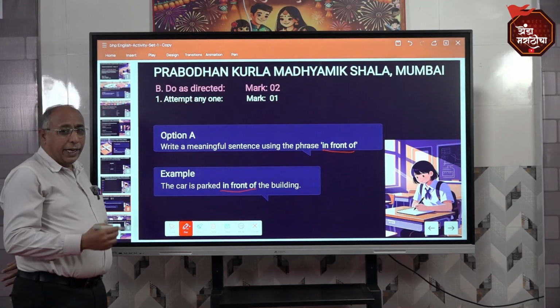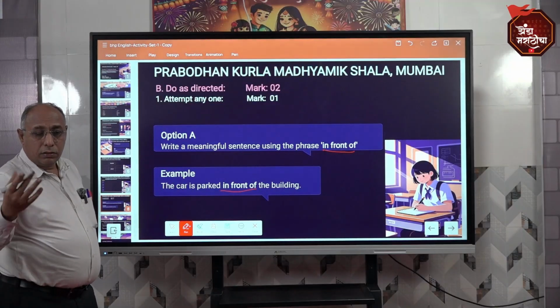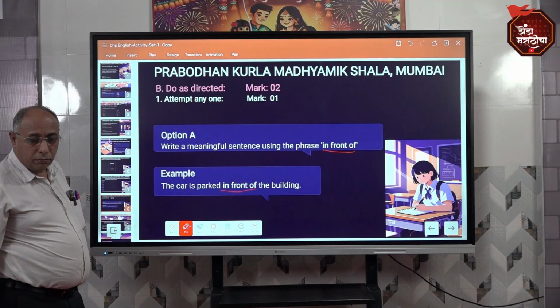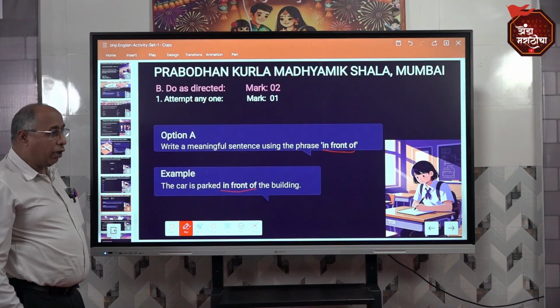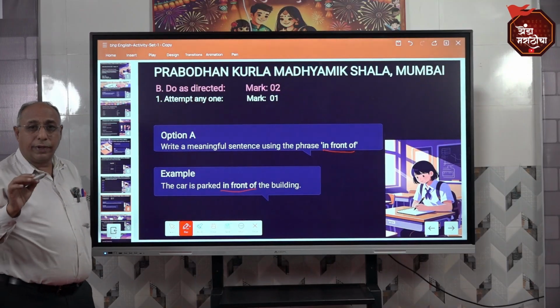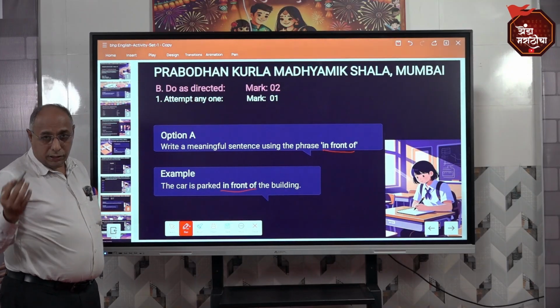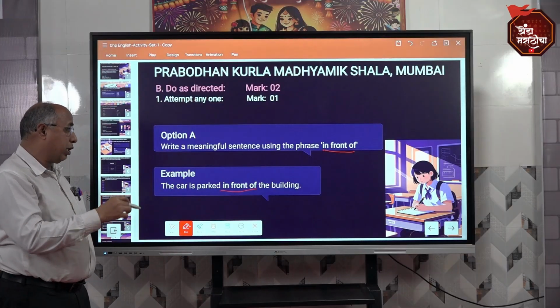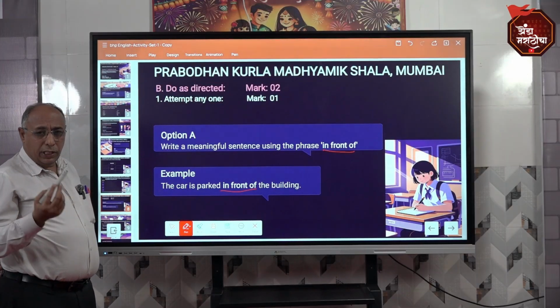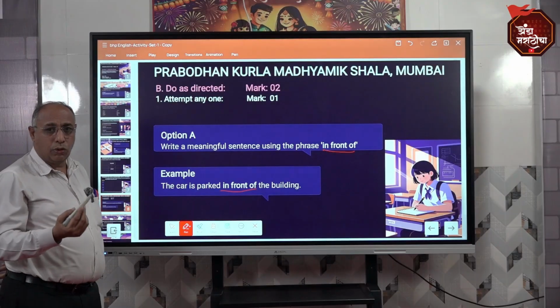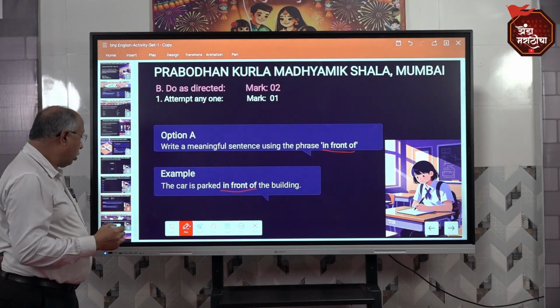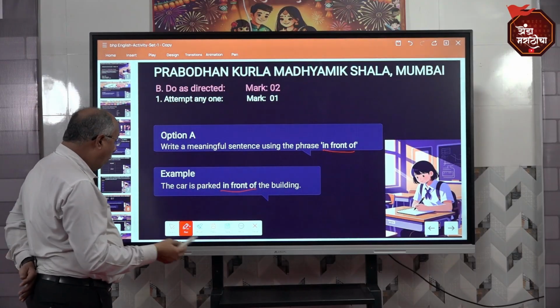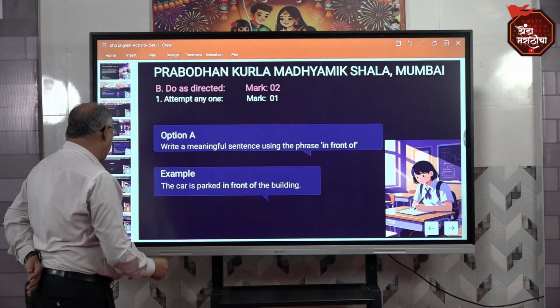The teacher is standing in front of the blackboard. We are sitting in front of our teacher, and in this way we can make different sentences using this and this phrase. And there are many phrases we study while studying our textbook lessons and so on. So let us go to the next activity.